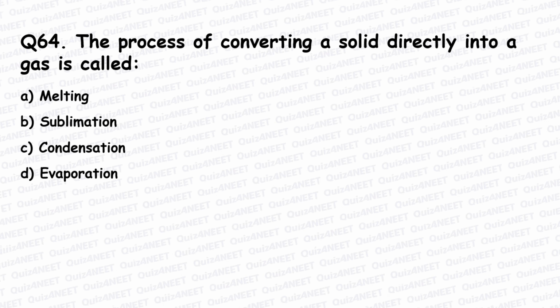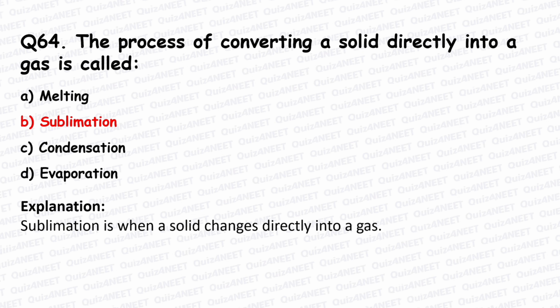Q64. The process of converting a solid directly into a gas is called A. Melting, B. Sublimation, C. Condensation, D. Evaporation. Sublimation. Sublimation is when a solid changes directly into a gas.